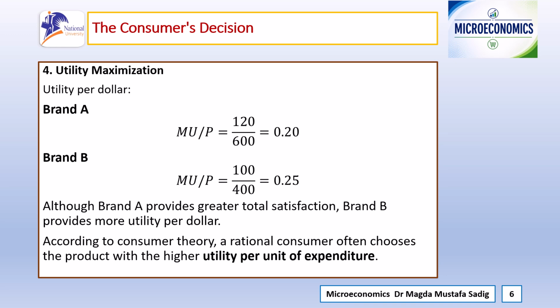Notice the difference. Although brand A provides higher total utility, brand B provides more satisfaction for every dollar spent. This is why many rational consumers would choose brand B. They receive better value for their money.